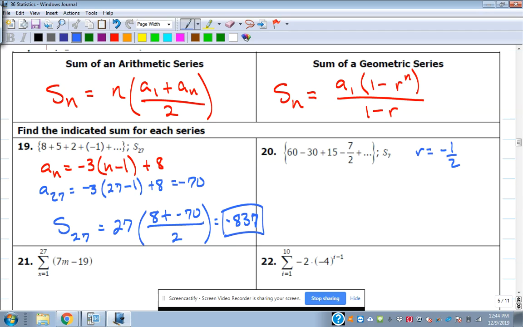The great thing about geometric series is that you don't have to have a formula to find a certain term in it to do the sum. All you've got to have is the R and what term you're going to sum to. So we're summing to the first 7 terms. So we're taking the first term, 60, times 1 minus negative 1/2 to the 7th power, all over 1 minus negative 1/2. So that's what I'm going to type into my calculator, is that ugly mess right there.